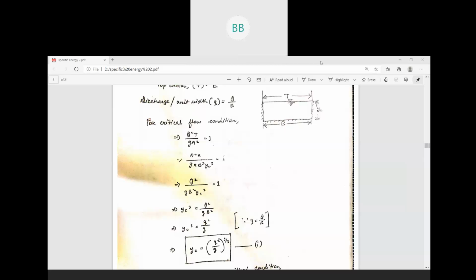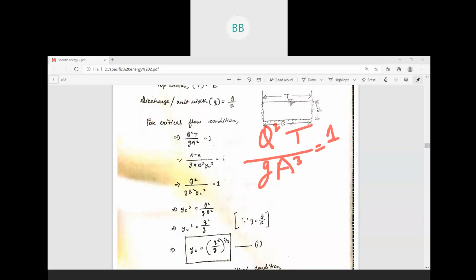So once you consider that critical flow condition, am I audible? Okay, okay. Thank you, thank you. Okay. So once you consider the critical flow conditions, okay. So here we have this q square t divided by gaq, okay, is equal to 1.